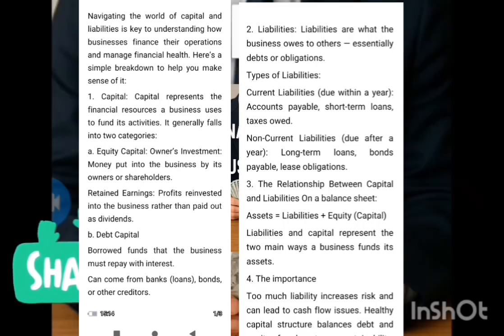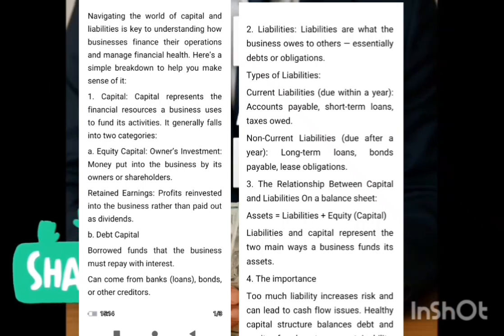We also have the debt capital, which refers to the borrowed funds that the business has borrowed from somewhere, which is supposed to be repayable with an interest to run the business. This includes debentures and preference shares to joint stock companies.